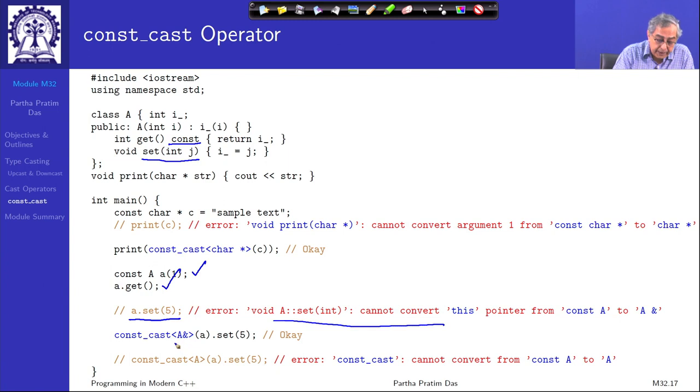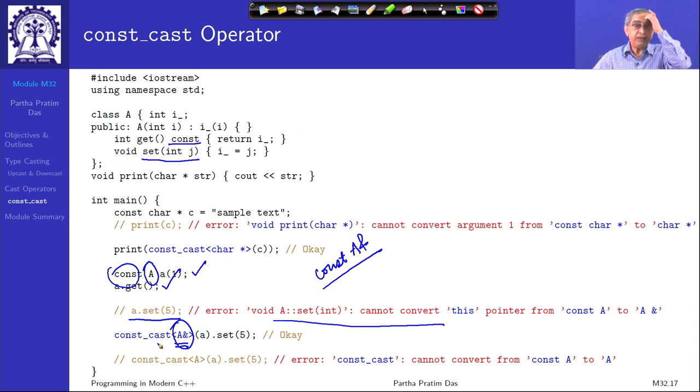This object is const A, so its type is const A ampersand. What I do is take away that const and give a target type which is A ampersand, which makes it a non-constant object. That takes away the fact that this pointer was pointing to a constant A object. It can now point to a non-constant A object, and therefore, calling A set is perfectly okay.